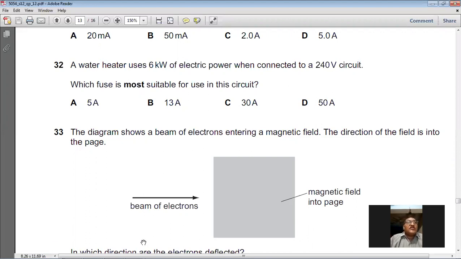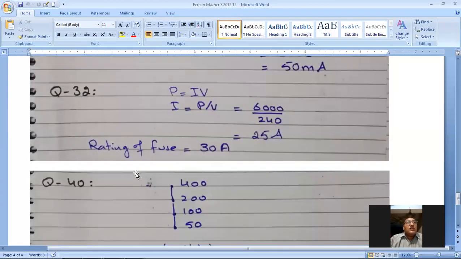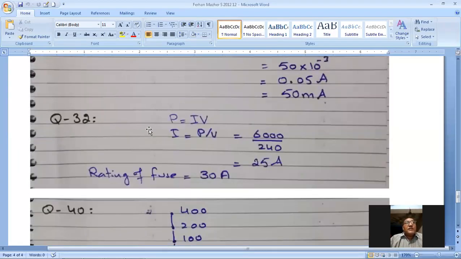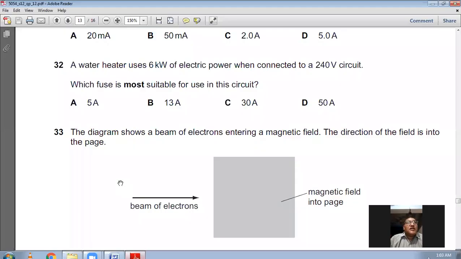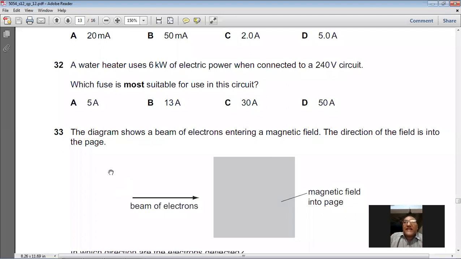I have done this on paper, let me show you. The power is equal to IV, I is equal to P divided by V equals 6000 divided by 240. So 25 amp. So the current taken by the water heater is 25 amp. The rating of the fuse must be more than 25 amp, so the best option will be 30 amp. So C is the choice.